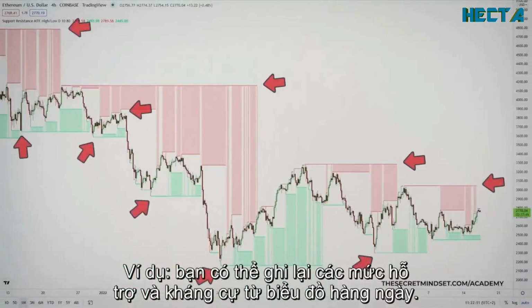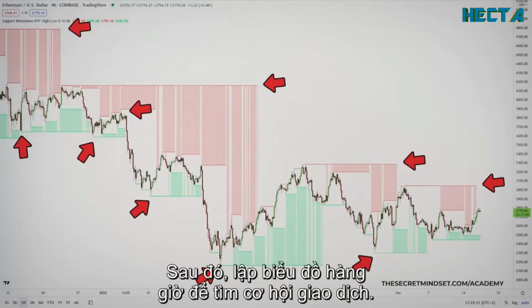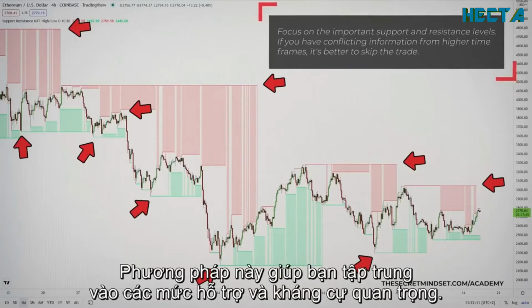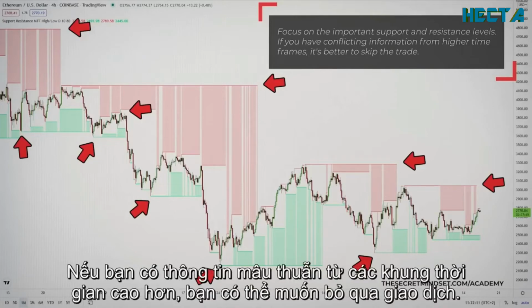For instance, you can note down the support and resistance levels from the daily chart, then plot them on the hourly one to find trading opportunities. This method keeps you focused on the important support and resistance levels. If you have conflicting information from higher time frames, you might want to skip the trade.